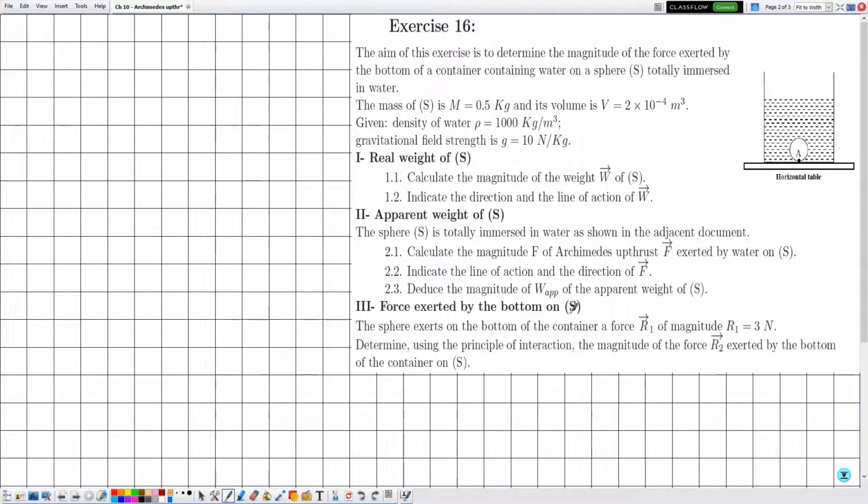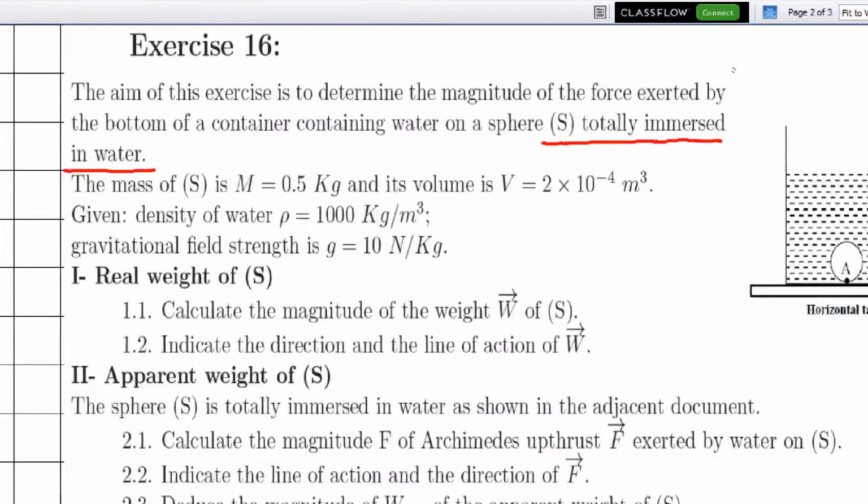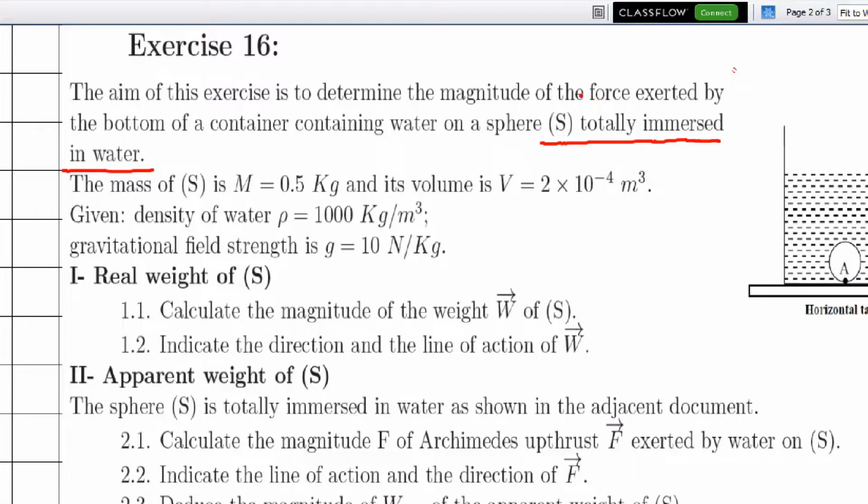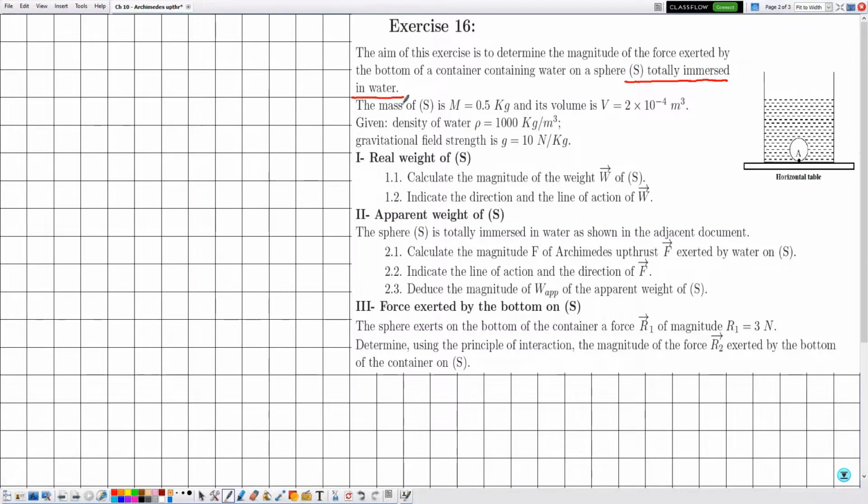Now exercise number 16, the aim of this exercise is to determine the magnitude of the force exerted by the bottom of a container containing water on a sphere S totally immersed in water. So this is important. Now at the end of the exercise, I will explain what's meant by the force exerted by the bottom of the container containing water. So the mass of S is M is equal to 0.5 kilograms.